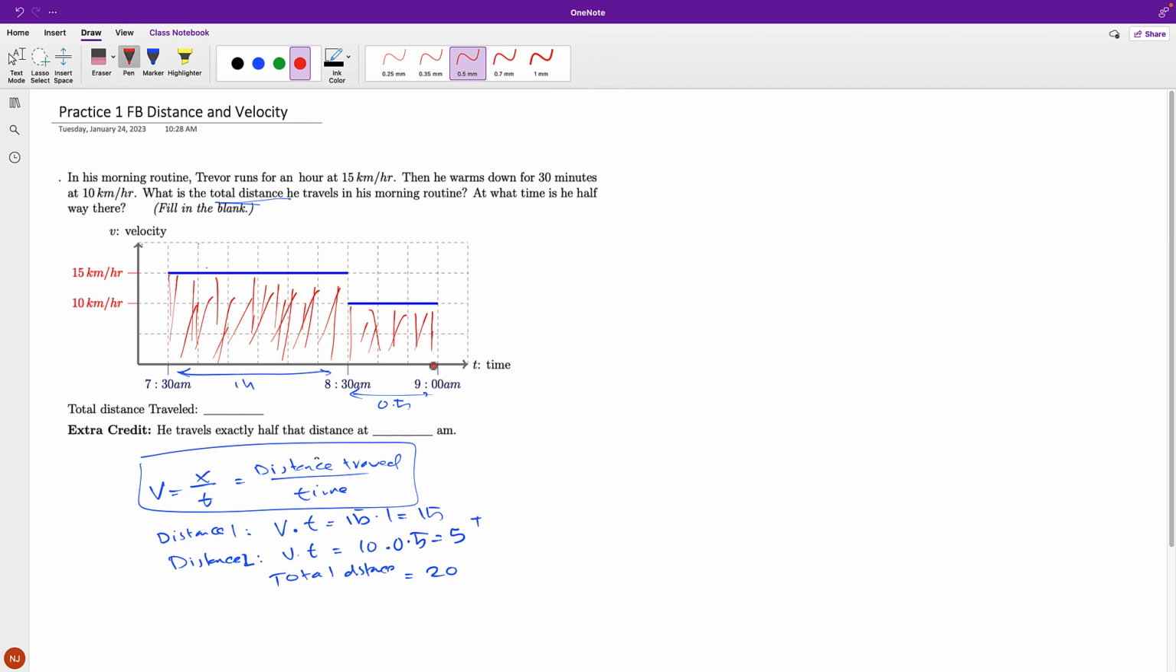Now, the second question. Let's write this down: that's 20. The second question is asking at what time is he halfway there. He travels exactly half that distance at whatever a.m. So to find the half distance, what is half the total distance? The total distance is 20, so half the distance is equal to 10.